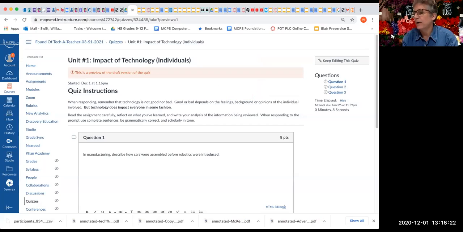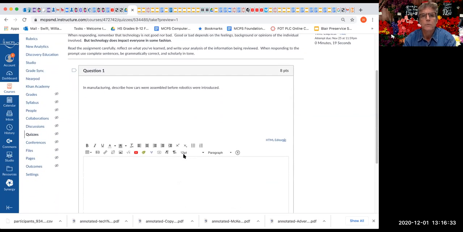Okay, so we're going to be doing a quiz that is similar to this for our homework, for our project, all right? This quiz, I was worried about you responding to because we haven't really talked about manufacturing and stuff. But what this is asking, so this one is saying, in manufacturing, describe how cars were assembled before robotics were introduced. Can somebody describe for me how cars were assembled before robotics were introduced?